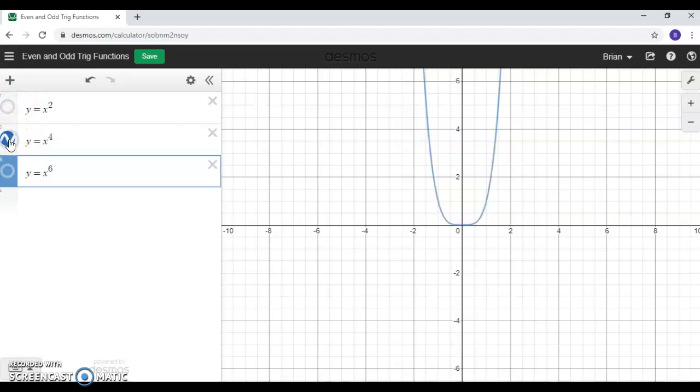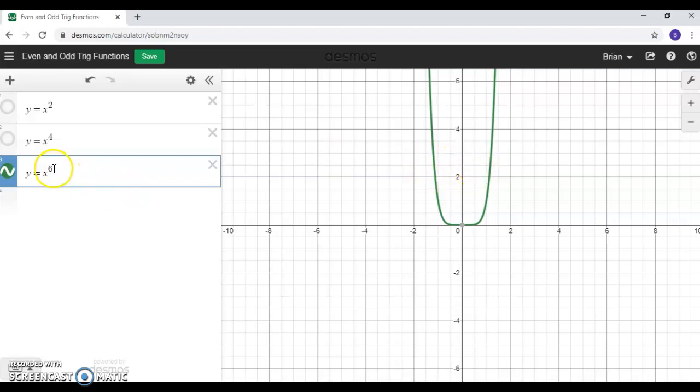Interestingly enough, I do that with y to the fourth, it's the same idea. Anything on the left matches up with anything on the right. If I do y to the sixth, anything on the left matches up with anything on the right. So these are called even functions, and geometrically, what that means is that there's symmetry with respect to the y-axis. We'll get into the algebra in a minute.